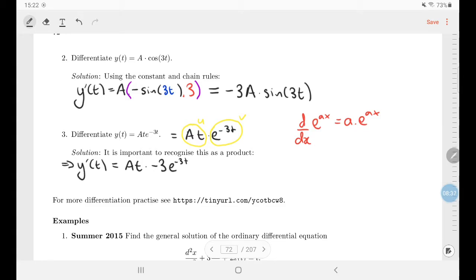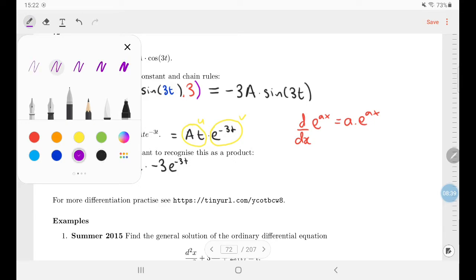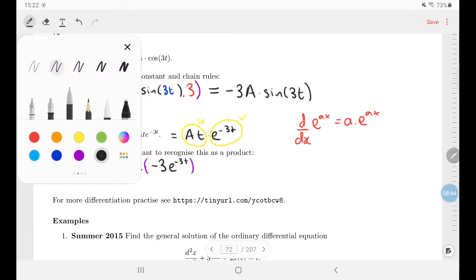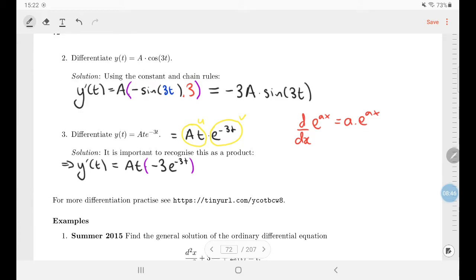And we've got a similar thing here. We might just bring in a little bracket there to make things a bit clearer for us. So that's the first thing by the derivative of the second thing plus the second thing by the derivative of the first thing. Now for differentiating at, I'm going to fix the a, and what's the derivative of t with respect to t? 1. And then we can tidy this up if we want.